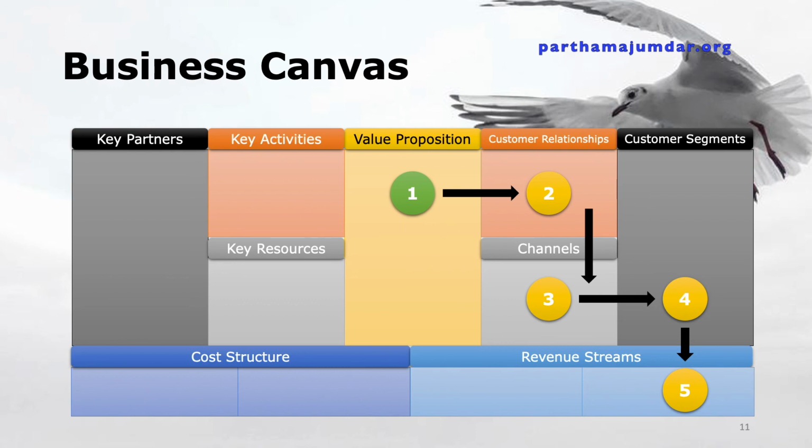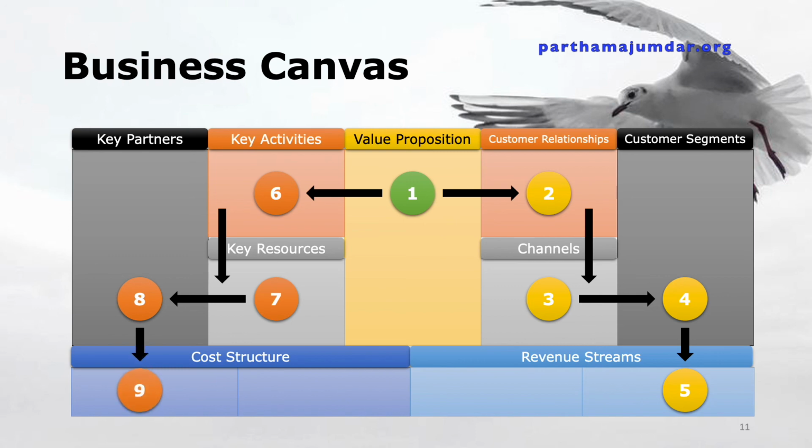From the customer segments and the above information, we can find out what are the revenue streams that we will have. Then, once we have defined this side, I move to the left hand side where I first define the key activities. From the key activities, I can find out what are the key resources I require, and for the resources, what are the partnerships I require. Once I have figured out all this, I can figure out the cost structure.